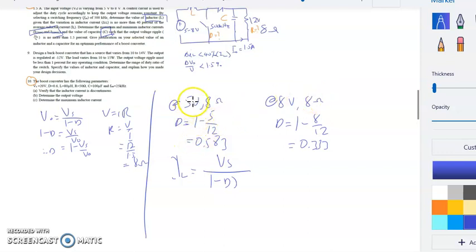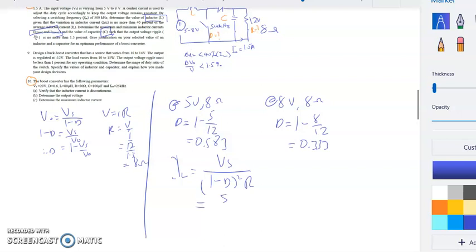So the duty cycle for the 5 volt scenario is calculated to be 0.583, whilst when the input is at 8 volt, to stabilize our output at 12 volt, the duty cycle needs to be reduced down to 0.333 cycle ratio.